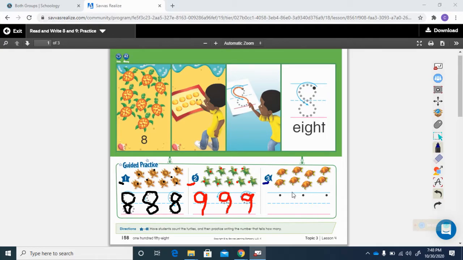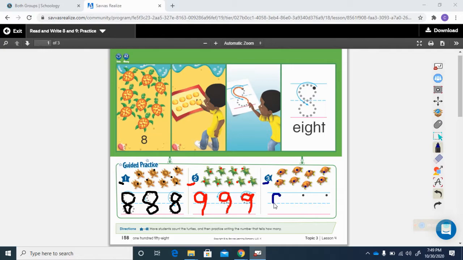For number 3, let's see how many gold totals we have. 1, 2, 3, 4, 5, 6, 7, 8. Now here we don't have the number to trace. We have to figure out what number to write. And we need to start at the dot to write it. So if we have 8 totals, what number will we write? We will write number 8.